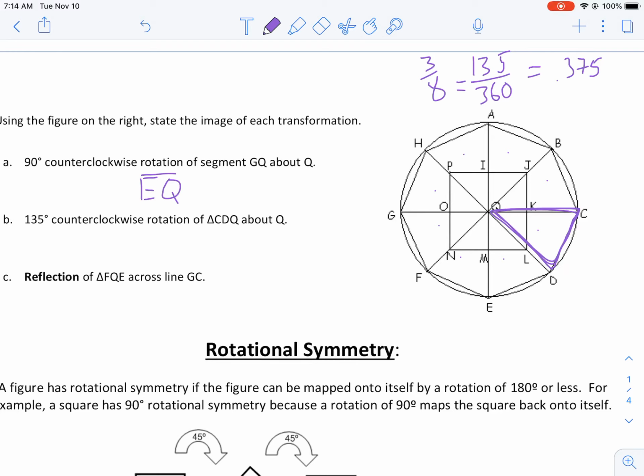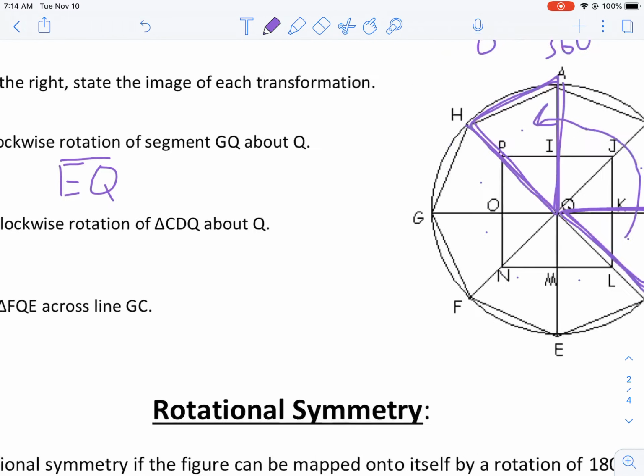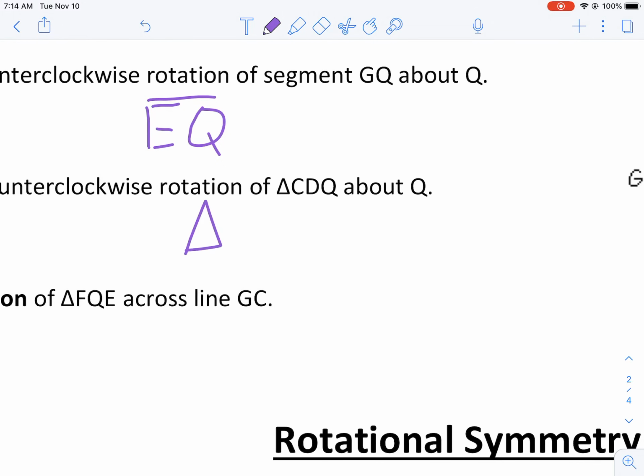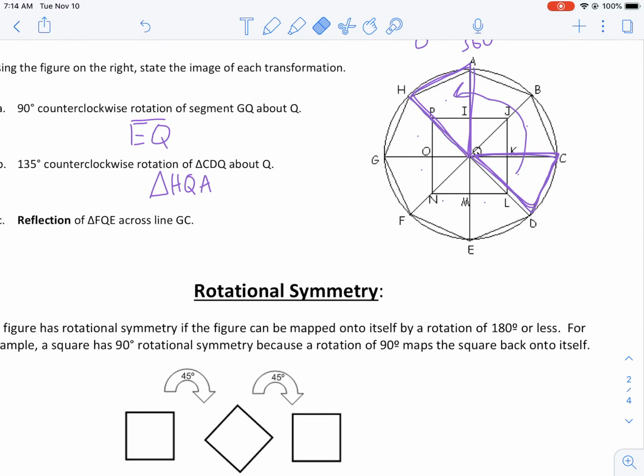So basically what this is saying is it's going to be moving 3 triangles out of the 8 over counterclockwise. So that would be 1, 2, 3. That would be moving to right here because we know that's the counterclockwise direction. So what triangle did we end up in? We ended up in HQA. So that's kind of how you would do that question.